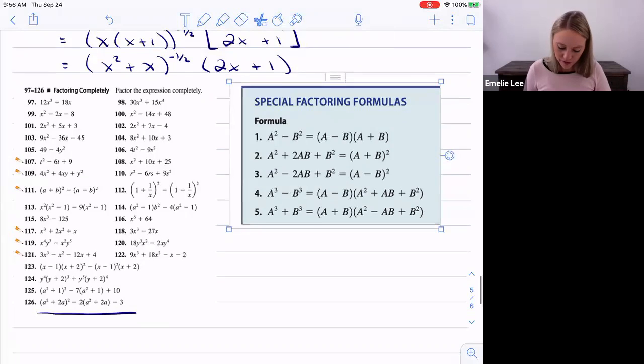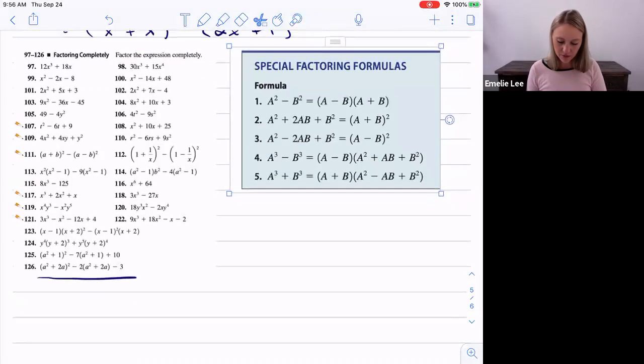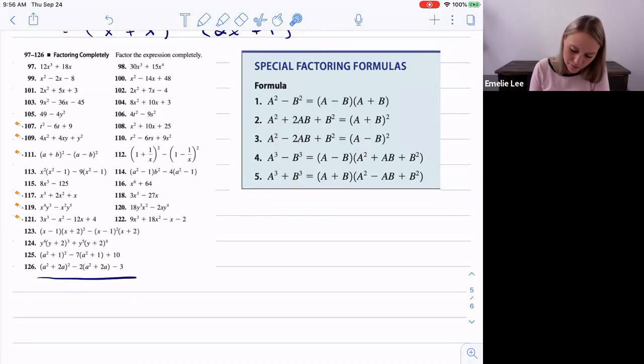So first thing we want to do, if we're having to factor something like this, kind of big and nasty, right? First thing I want to do is scan this to see if I can match it to anything in here, right?